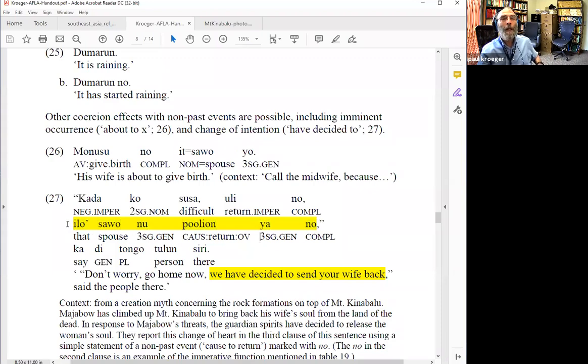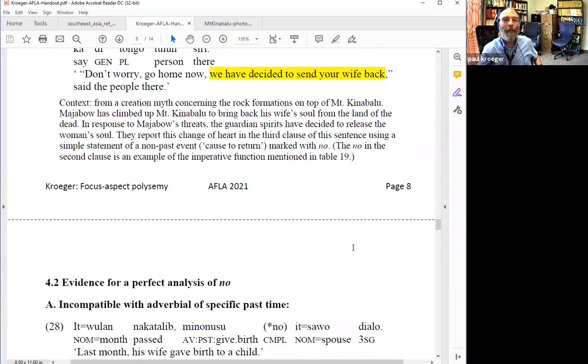They're speaking, they say, don't worry, go home now. We return your wife, no. We return your wife, we cause your wife to return already. Meaning we have decided to. It's not that they're doing it now, or not even necessarily imminent, but they've made the decision. Same thing happens in Chinese. It's very striking.